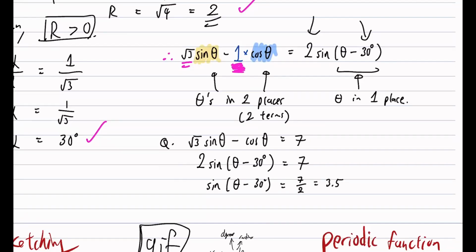I just realized this is impossible to solve because this is 3.5. The sine of an angle must always be in between -1 and 1, so we cannot solve. Sorry, badly designed question.